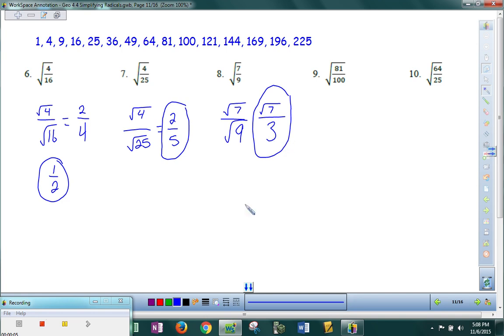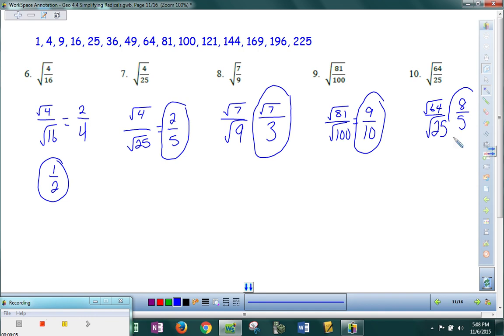Okay, pause the video and go and take care of 9 and 10 for me. For 9, we're going to use that same process, square root of 81 over the square root of 100, which simplifies to 9 over 10. Cannot be reduced. That is the simplified form. For 10, square root of 64 over the square root of 25. Both of those break down, so we get 8 over 5. Again, there's nothing in common between those two numbers. That is our final form.